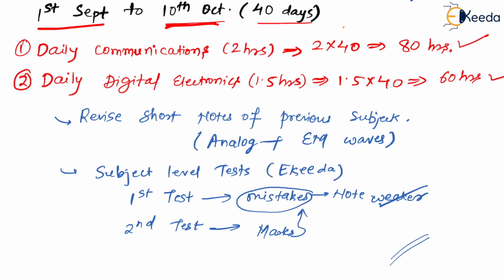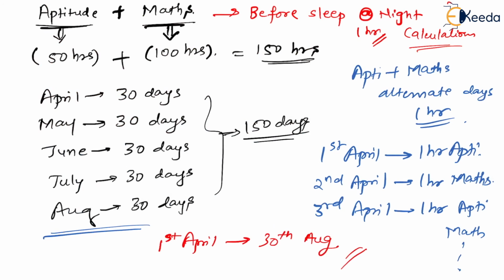Let me consider a buffer time up to 30th October. In the sense, it may happen that 2, 3 days, 5 days may get up and down. It may happen. High chances of that. So rather than 10th October, let me consider that our syllabus is completed by, let us say, 30th October. By the end of 30th October, our whole syllabus is completed, let us say.